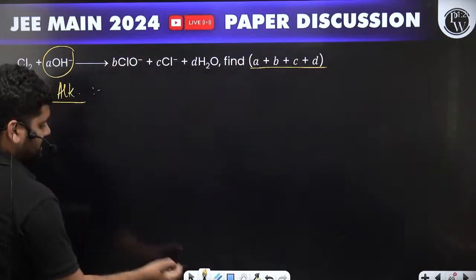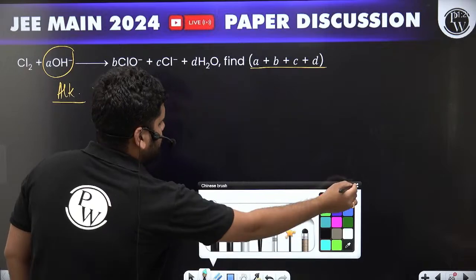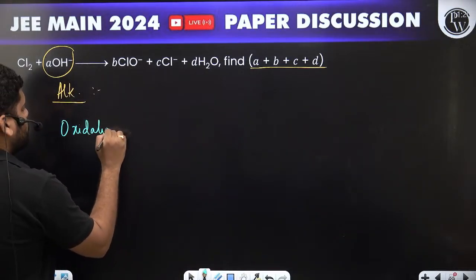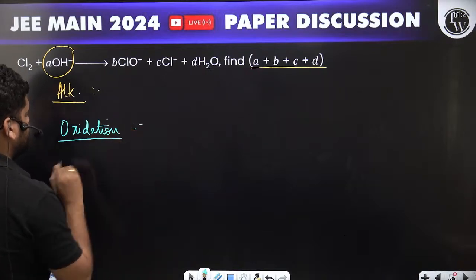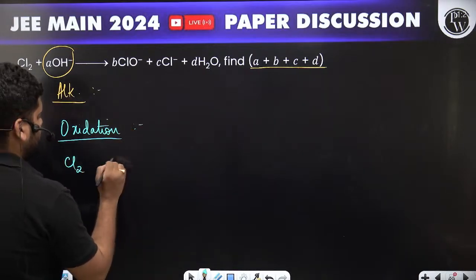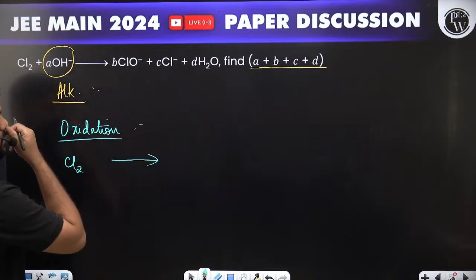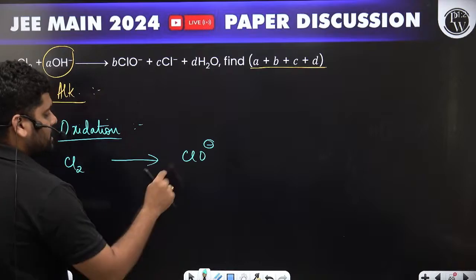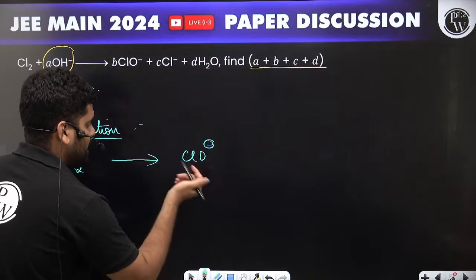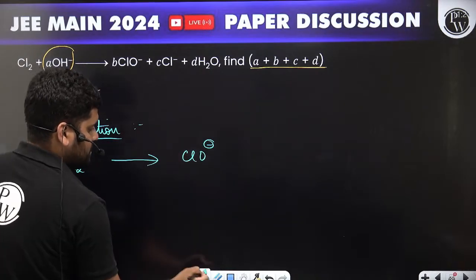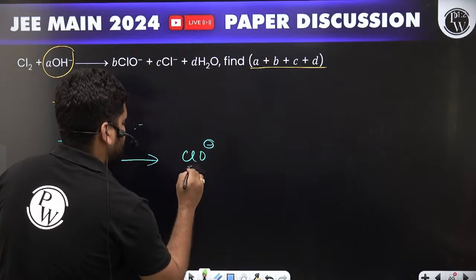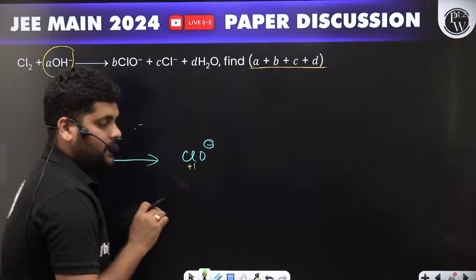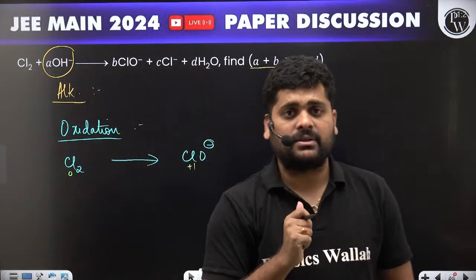So in alkaline medium, first identify the oxidation half. Cl2 is in oxidation state of 0, and since it is getting oxidized, it should be getting converted into ClO minus. The oxidation state x minus 2 is equal to minus 1, so the oxidation state of chlorine is plus 1 over here, and here it is going to be 0.